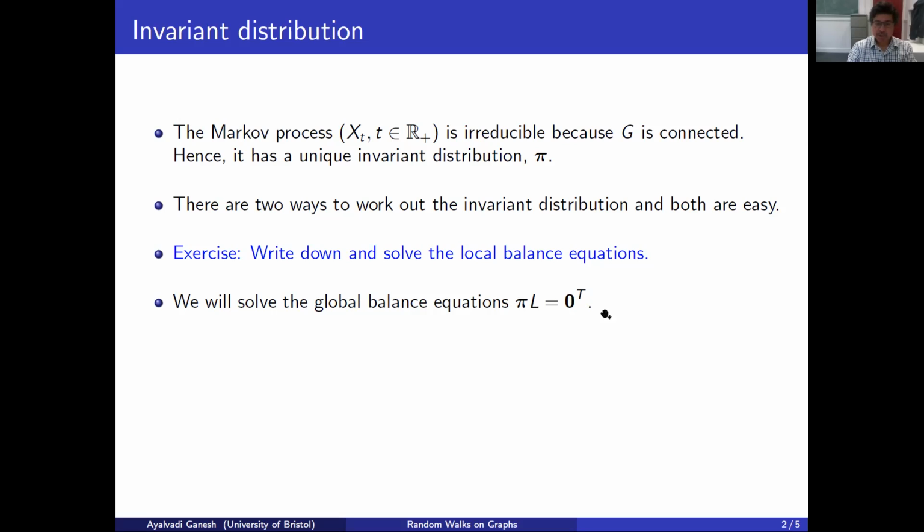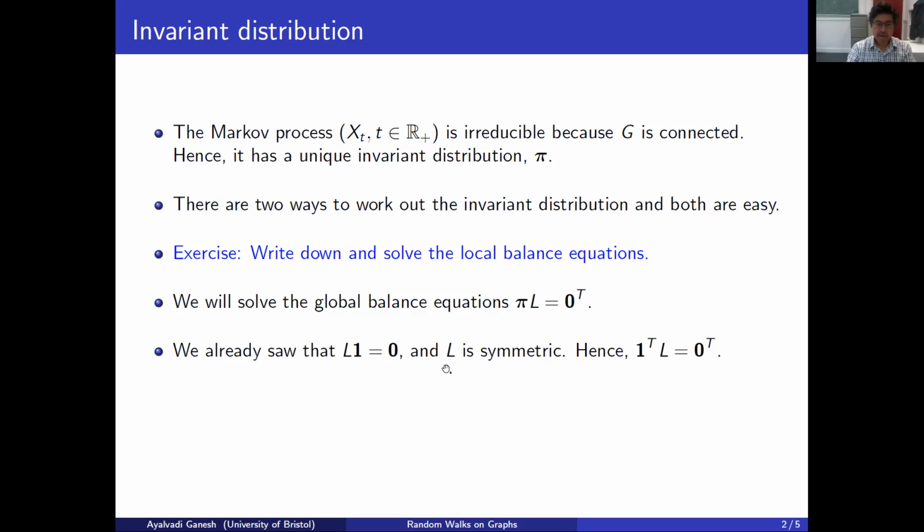Okay, so I said pi times q is 0, and I've written something else here, and that's because L is minus q, and that doesn't change the equations. Minus 0 is 0. Okay, so these are the global balance equations. Let's solve them. We already saw that if you multiply L by the all one column vector, you get the vector of all zeros. This is because the row sums of the Laplacian matrix are 0, and multiplying by the all one column vector is the same as computing the row sums. So they are all 0.